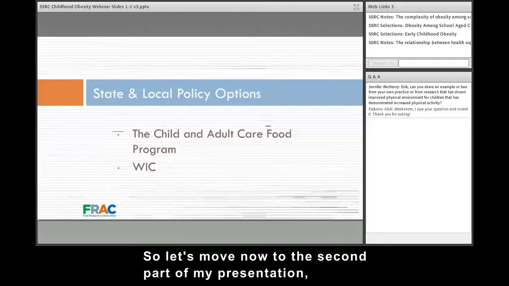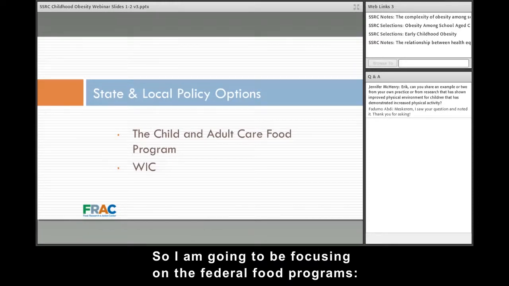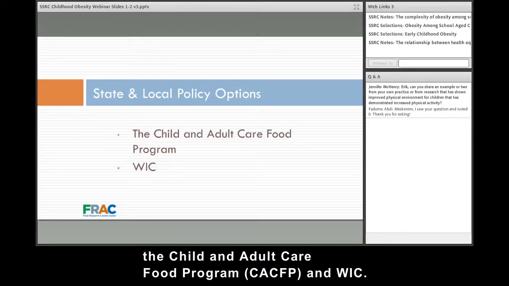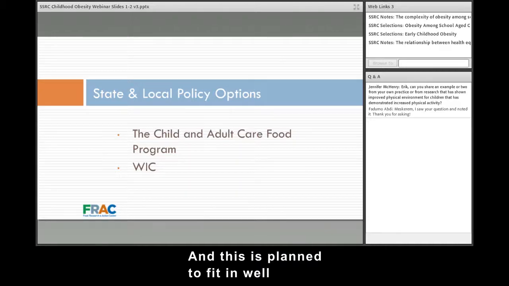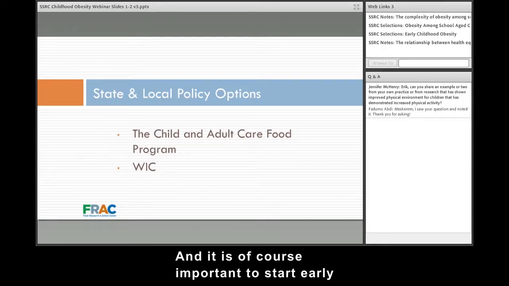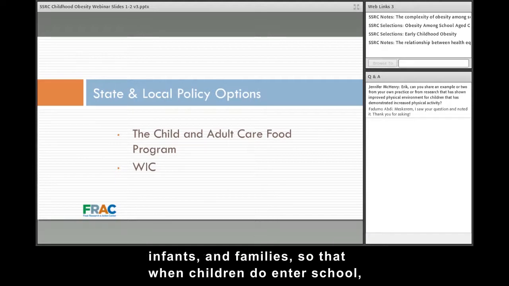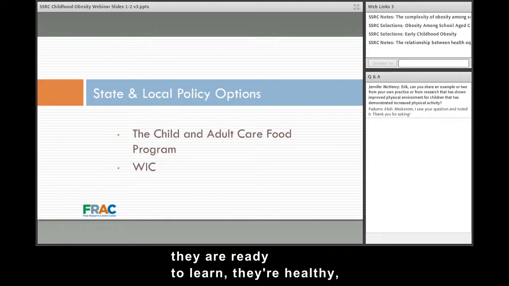So let's move now to the second part of my presentation, state and local policy options. I am going to be focusing on the federal food programs, the Child and Adult Care Food Program, and WIC. This is planned to fit in well with Dr. Gunderson's presentation because he covered SNAP in schools. CACFP and WIC are important to the early years, and it is, of course, important to start early with the federal food programs, supporting young children, infants, and families so that when children do enter school, they are ready to learn, they're healthy, and at a healthy weight.